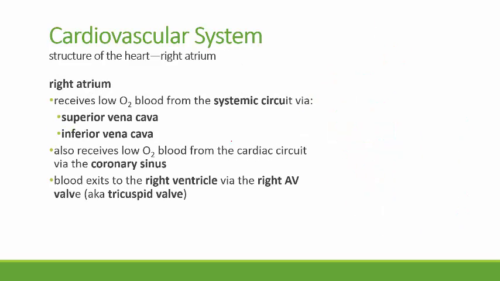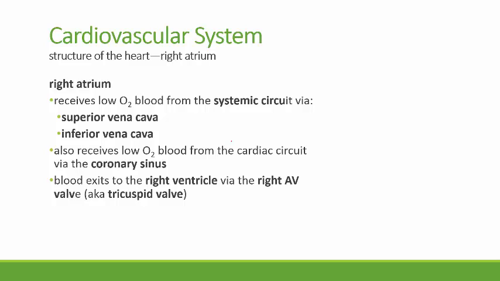Okay, so now let's work our way through the chambers. If we're a little bit of blood, then we are now following the pathway where we've just come in from the systemic circuit. So the blood is going to be low oxygen, high CO2. It's going to be flowing in from the systemic circuit, and it gets there by two large veins, the superior vena cava and the inferior vena cava. And it also is going to receive a little bit of blood from the coronary sinus that is also going to be low oxygen, and it's bringing in blood from the coronary circulation.